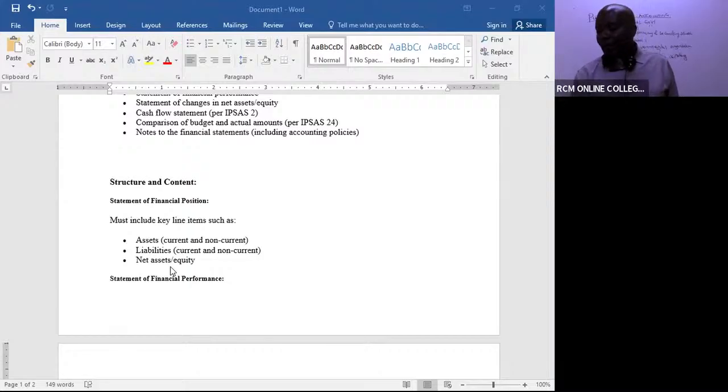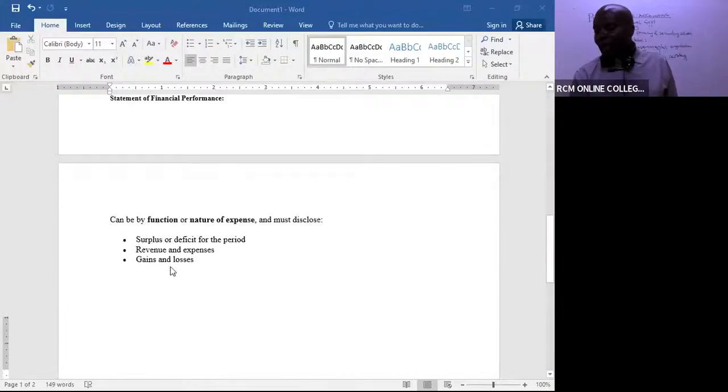And then, ladies and gentlemen, we have the statement of financial performance, which can be by function or nature. This statement of financial performance, which is the same as an income statement, must give us revenues and expenses, which when you deduct, you'll end up having a surplus or a deficit. If, for example, the government sold a few things and made a gain, this has to be disclosed. If they made a loss, this has to be disclosed.